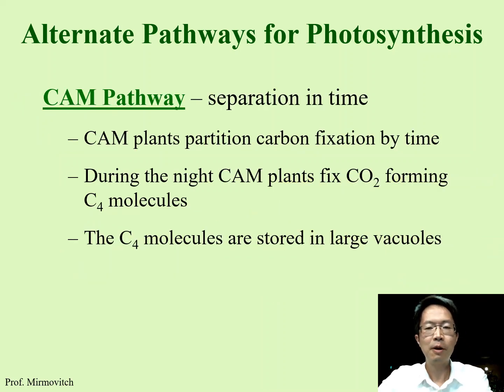So the last type of plant is called CAM plant. They do the Calvin cycle at a different time. They separate the Calvin cycle. What does it mean?